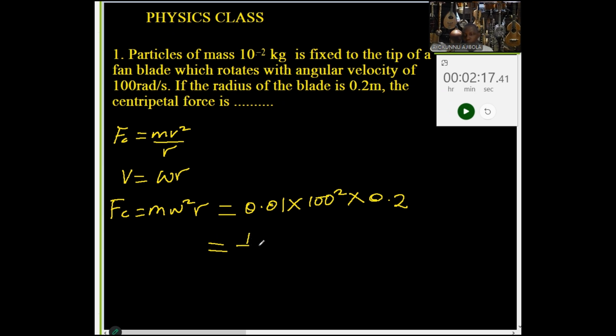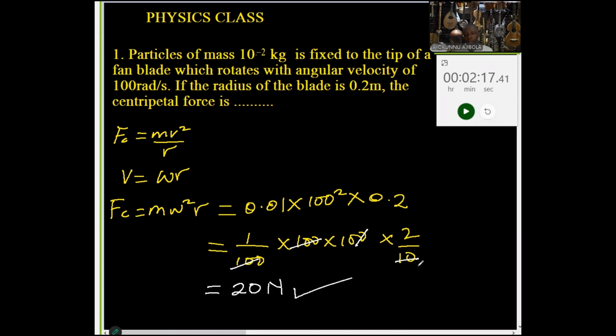This is like 1 over 100 times 100 times 100, then times 2 over 10. Then 100 cancels 100 and 10 cancels 10. So you have 2 times 10, which is 20 Newton. Okay, I'll give you some time to get down the solution. Then we'll move.